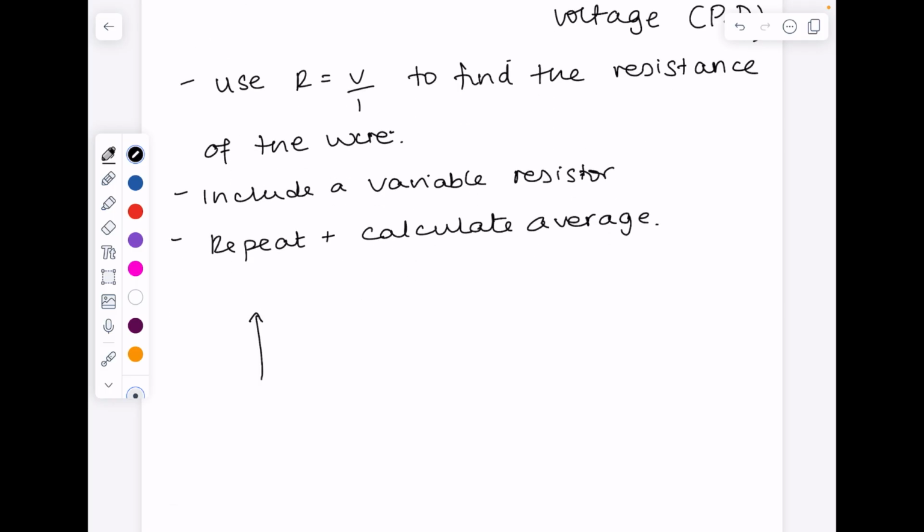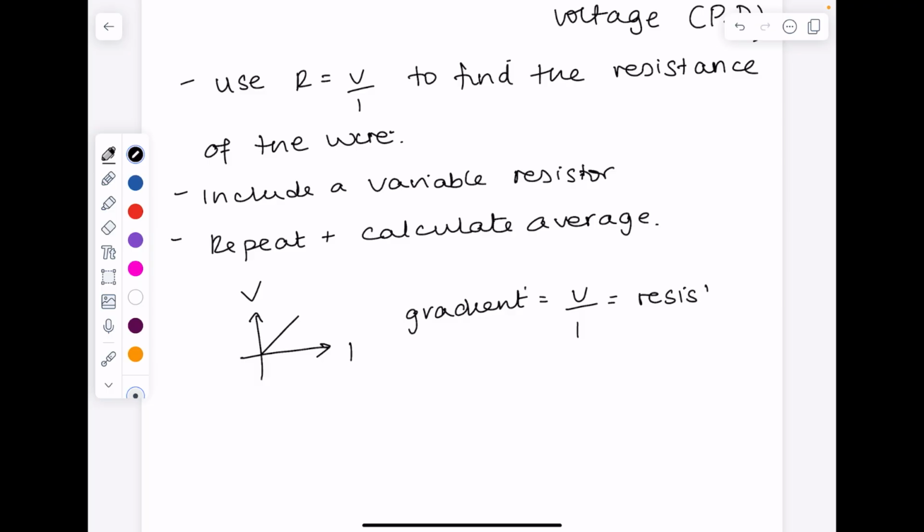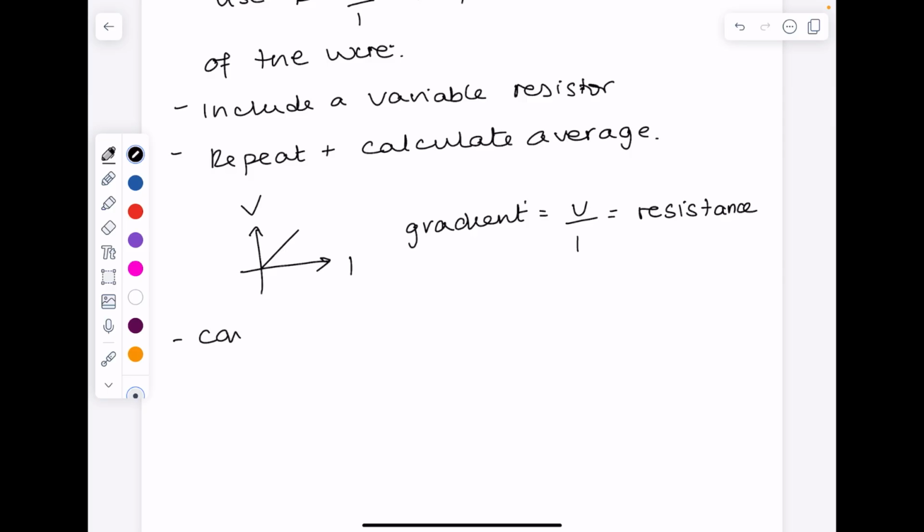Ideally, we'd plot a graph of voltage against current, because if we find the gradient, which remember is change in y, so in this case our change in our voltage reading over our change in x, change in current reading, by doing that we'll have a more accurate idea of the resistance. And then don't forget your control variables, so that's what we keep the same.